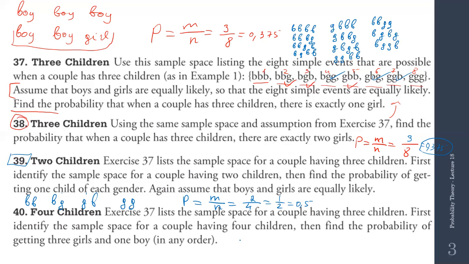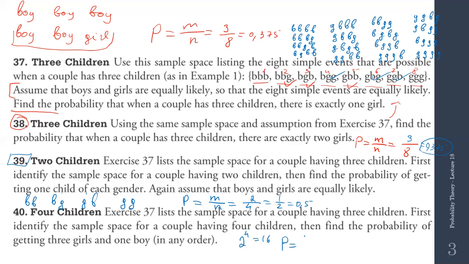So if we have 2 types of genders, boy and girl, 4 children gives us 16. We need 5 more. And 3 girls and 1 boy. Girl, girl, girl, boy. Girl, girl, boy, girl. Girl, boy, girl, girl. Boy, girl, girl, girl. And girl, girl, girl, girl. So we have 16 now.